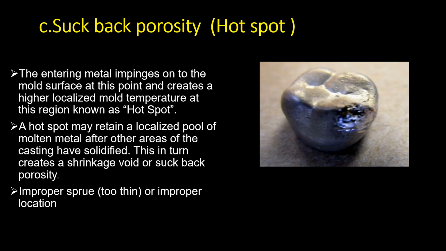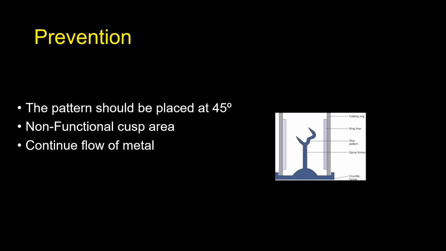The next one is suckback porosity, which is otherwise called hot spot porosity, which occurs at the junction of the wax pattern and the sprue attachment area. This is due to cooling of molten metal after other areas of the casting have solidified. This in turn creates a shrinkage void or suckback porosity. It may also be caused by an improper sprue or improper location of the sprue attachment.